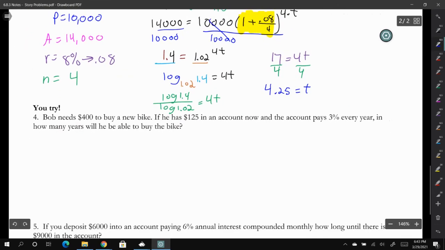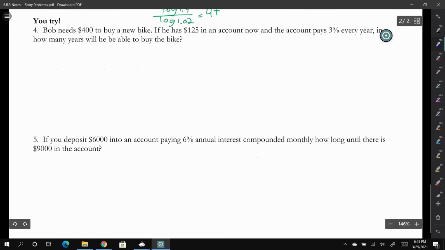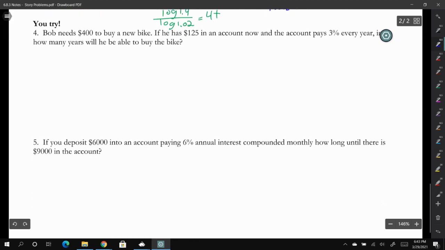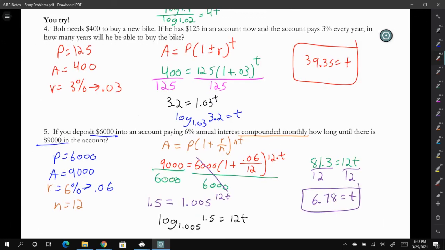So what I want you to do is try these last two. Remember to look and see which formula you're going to use, and then write down your information. Go ahead and try these. Once you're done, unpause this video and see if we get the same answer. All right, so here are the answers along with my work.